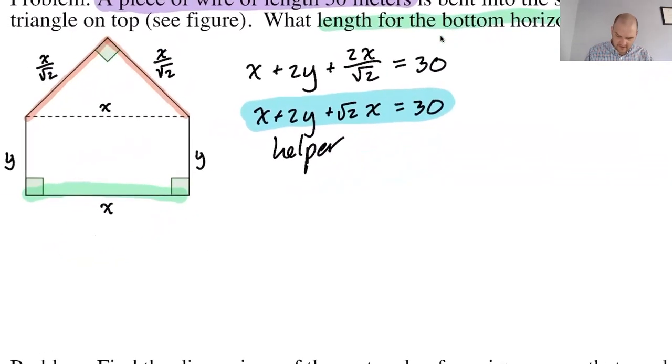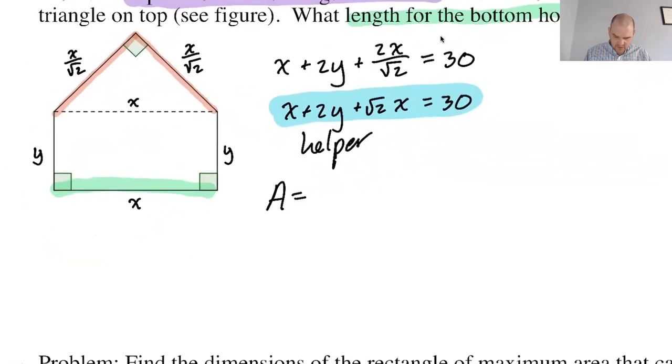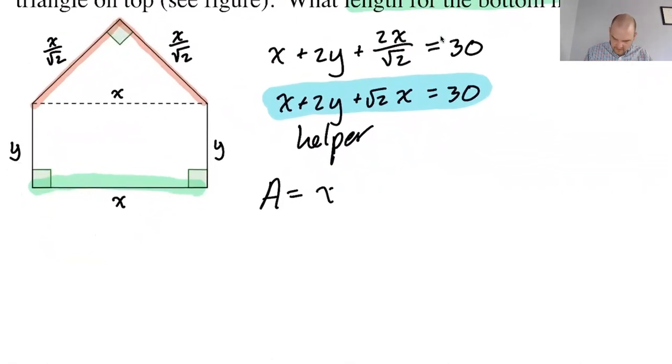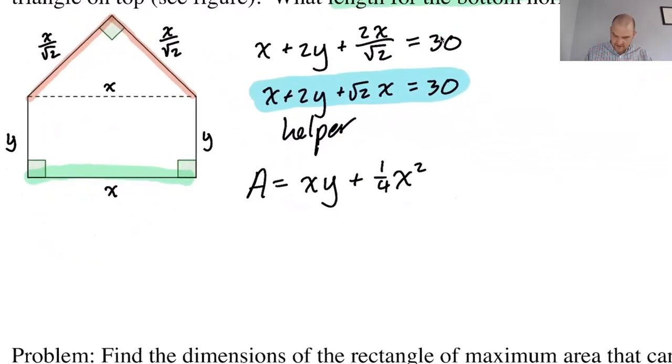So the area of this thing is xy for the rectangle plus 1/2 the base times the height. That's 1/2 x root 2 times x root 2 over 2, which is x squared over 2. So 1/2 of x squared over 2, so plus 1/4 x squared. Okay, so that's the area.